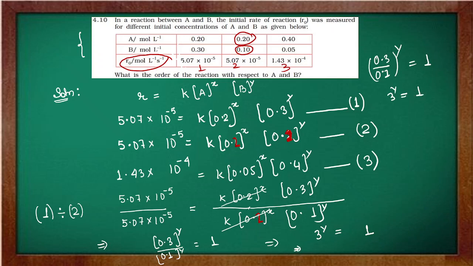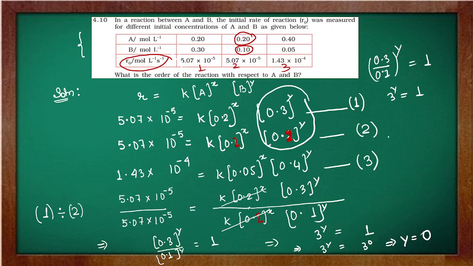Now here 3 to the power y is equal to 1, and this one I can write as 3 to the power 0. When both sides the bases are the same, it means the powers are equal, so y will be equal to 0. Now we got the value of y as 0. So putting the value of y in any of the equations, we can determine the order of the reaction. Now you see this y is with respect to B. In case of B we have written it as y.